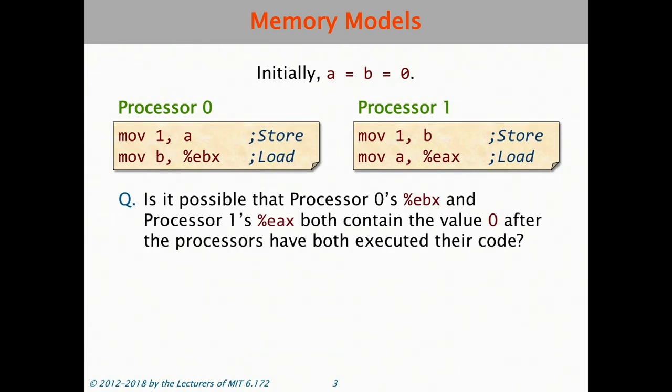Okay. Now, let's think about this code. We have these two things going on. Is it possible that processor 0's EBX and processor 1's EAX both contain the value 0 after the processors have both executed their code? So they're executing in parallel. So think about it a little bit. This is a good lecture to think about because you'll see in a minute, okay? So can they both have the value of zero? So you're shaking your head. Explain why.